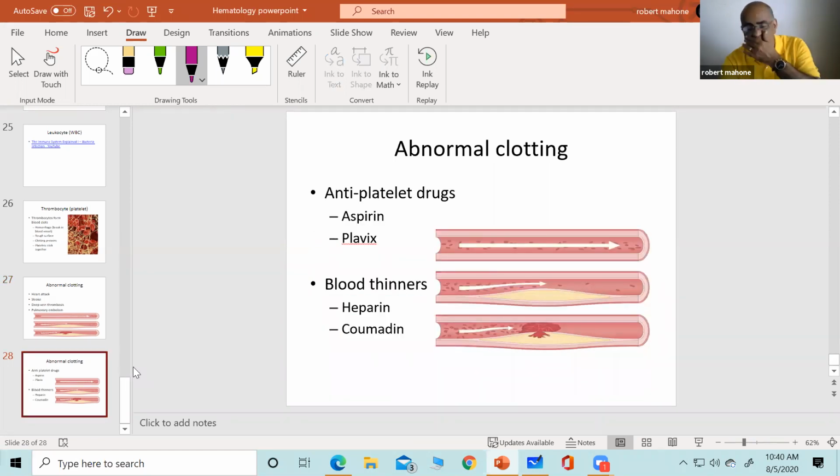All right, so what do we do to prevent abnormal clotting? Well, we're going to take antiplatelet drugs. These are medications that prevent the platelets from sticking together. And that includes aspirin and other drugs like Plavix. I take both. I was on aspirin for years until I had a stroke. And the doctor said, okay, I had a stroke while I was taking aspirin.